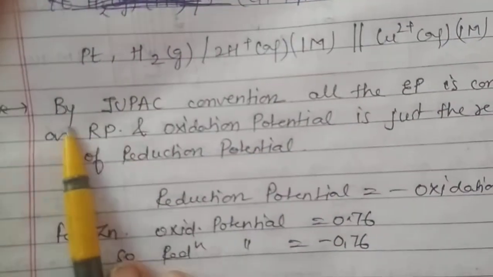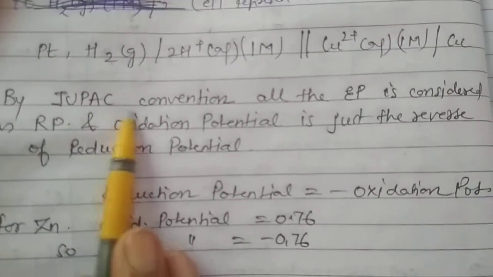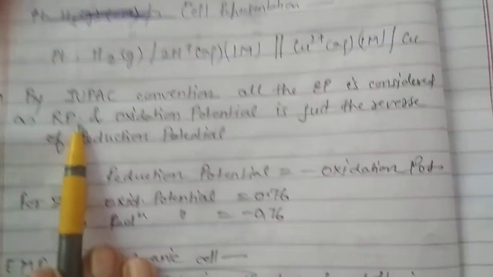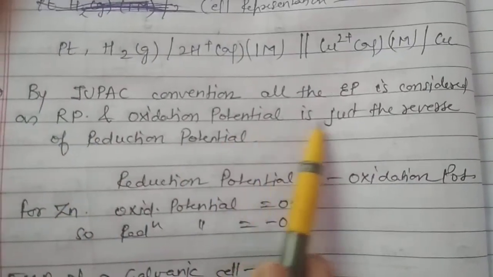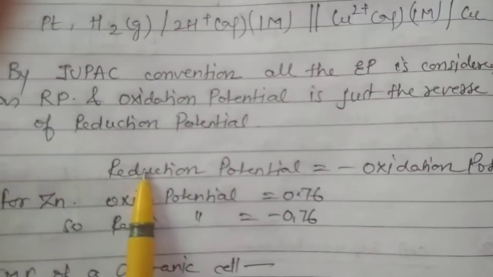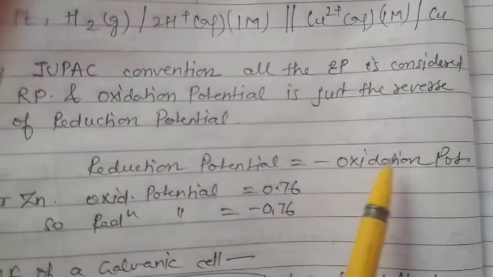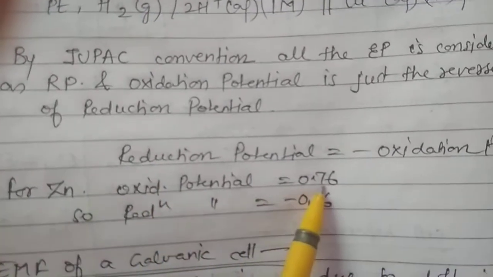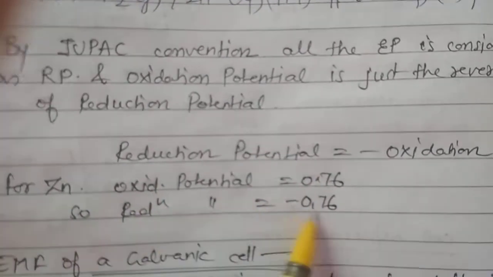Now as I have told you, by IUPAC convention all the electrode potentials are considered to be reduction potentials, and oxidation potential is just the reverse of the reduction potential. So we may write reduction potential is equal to minus oxidation potential. We have calculated that the oxidation potential of zinc is 0.76, so its reduction potential would be minus 0.76.